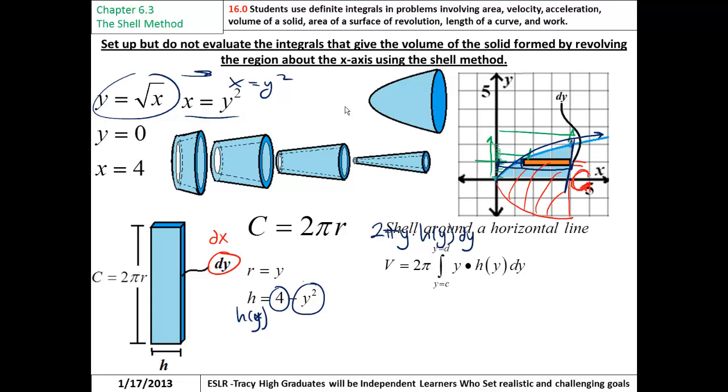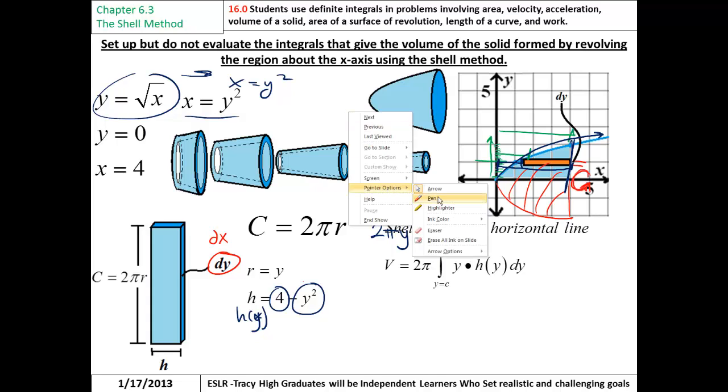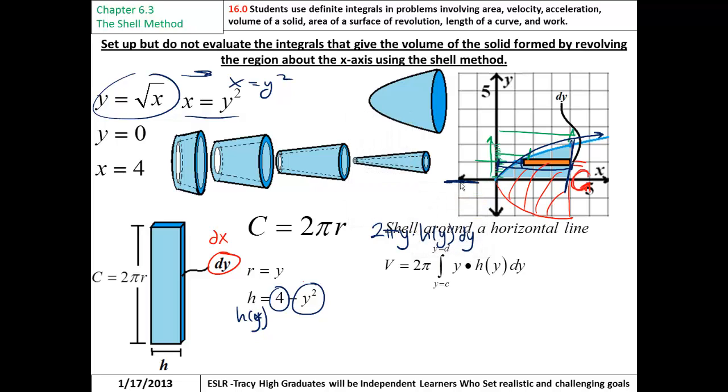I want to point something out. Your boundaries are from here to here, because you need to try every single y value from there to there, and that's going to give you the end result that you want. You're going to cover the entire volume of the thing.